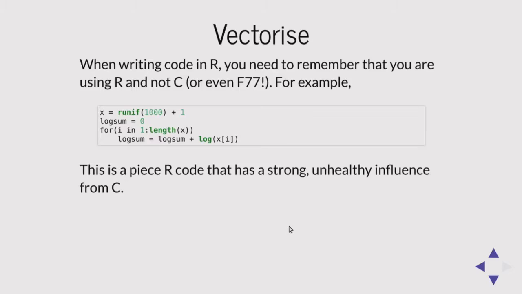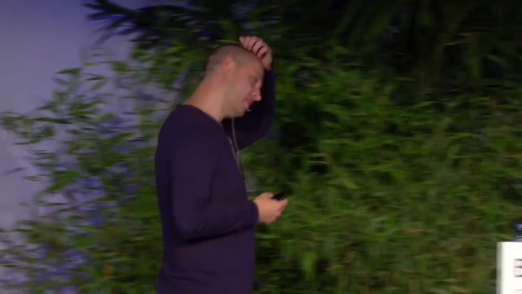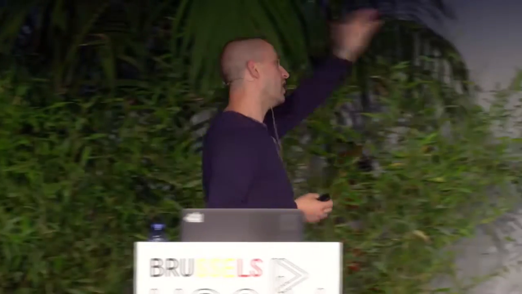My first language was something called Fortran 77, which is an abomination. But it's a very good bit of Fortran code or C code. It's that sort of nice stepping through. But in terms of R code, it's not the best.